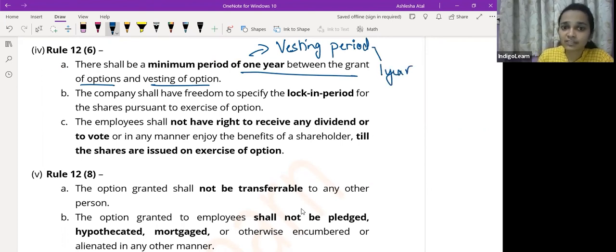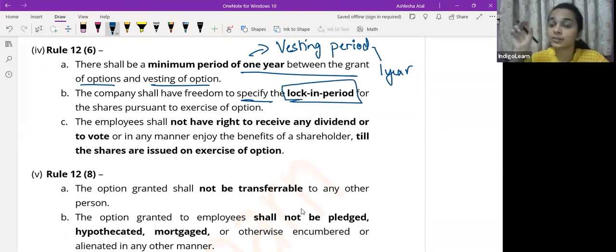The company shall have freedom to specify lock-in period. Lock-in period मतलब वो time span जब जो employee है जिसको ESOP मिला है, कितने टाइम के लिए वो शेयर को सेल नहीं कर सकता. So the company has the freedom to decide and determine the lock-in period for the shares which it is offering to its employees. So company खुद determine करेगा कि lock-in period क्या होगा for different shares which are granted.